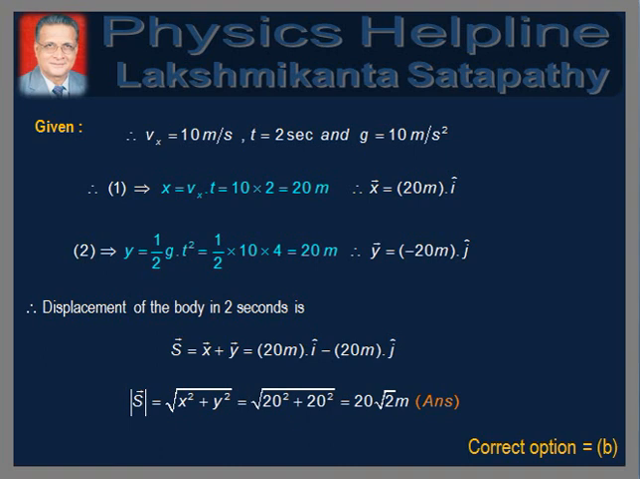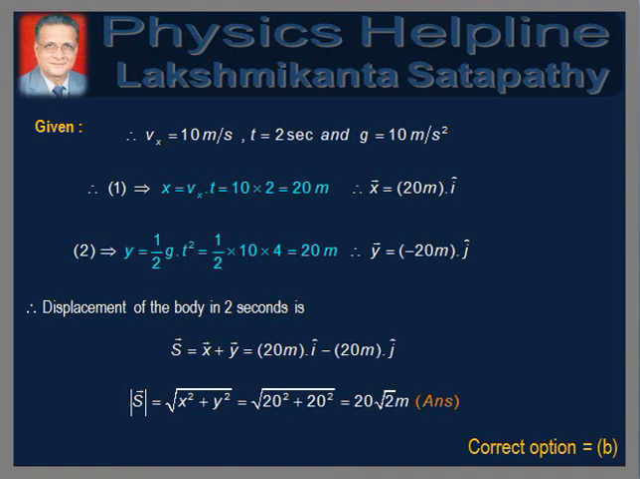into i cap. Similarly, in the vertical direction, we have y is equal to half gt square, which is equal to half into 10 into 4, which is equal to 20 meters. Since it is negative, we write y is equal to minus 20 meters into j cap.